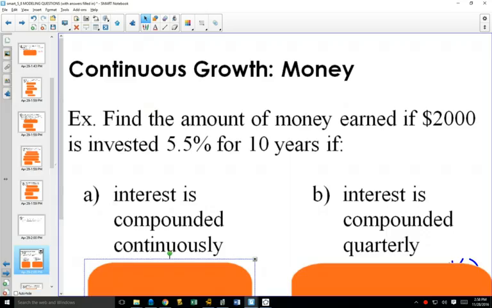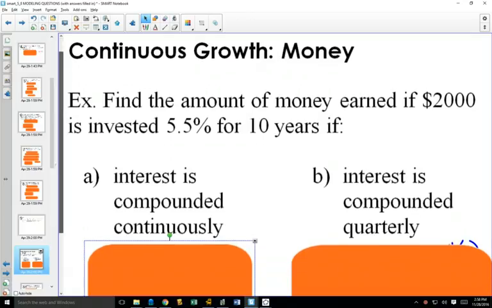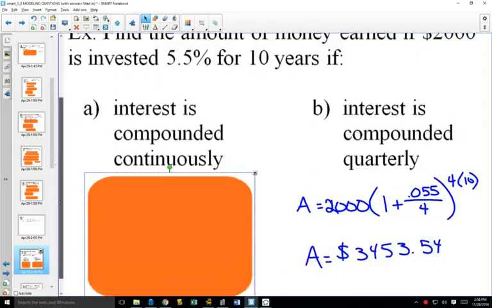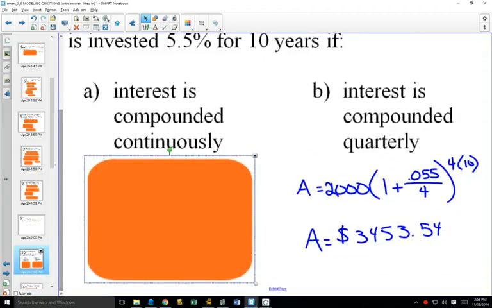So what would that mean? Well, we're going to look at an example here. We're actually going to do part B first. You have $2,000. How much would it be worth if it had 5.5% interest and it was compounded quarterly? So you plug things into your formula. And in 10 years, that $2,000 would be worth $3,453.